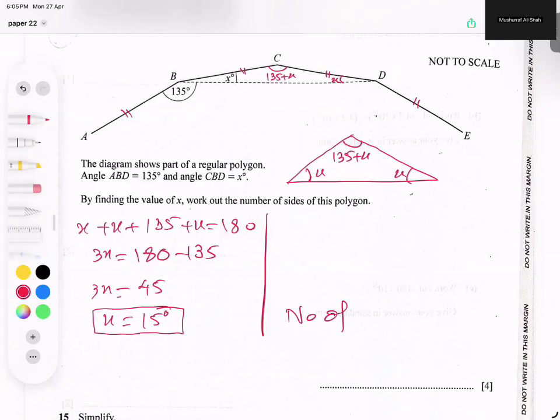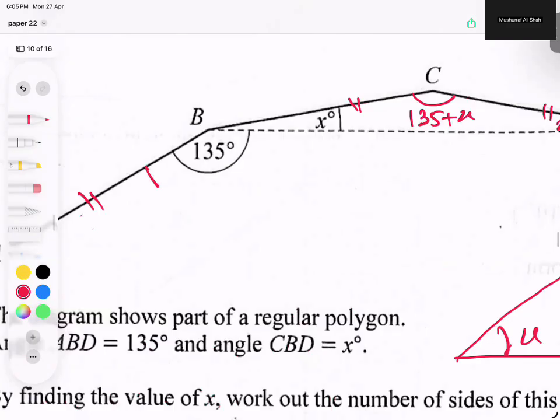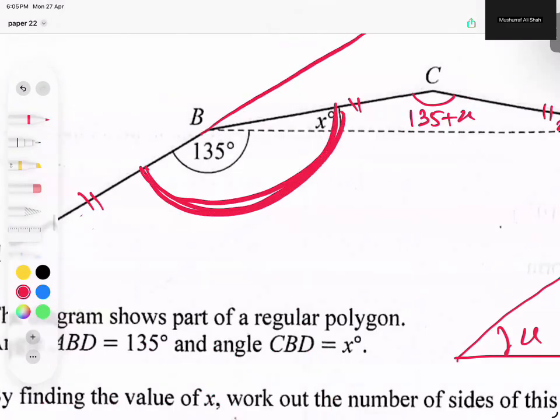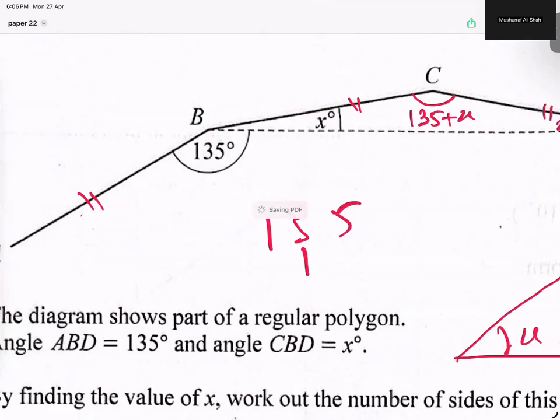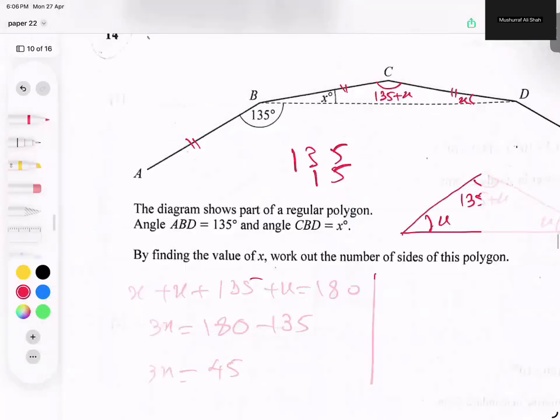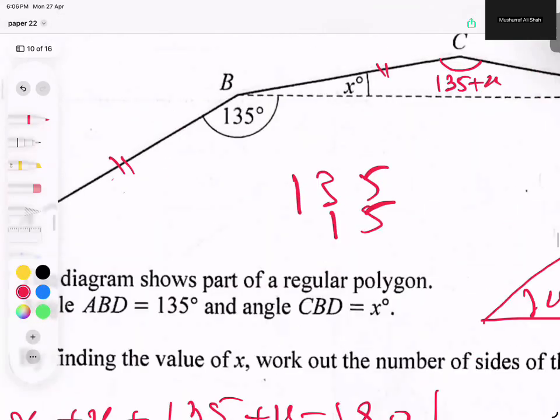The number of sides of any regular polygon is 360 divided by the exterior angle. Now the question comes, what is the exterior angle? For the sake of understanding, the interior angle is 135 plus X, and we extend a line, this is called the exterior angle. I repeat, this is the total including X, 135 plus 15, because I got 15. Let me check. Yeah, 15. So it will give us 150.